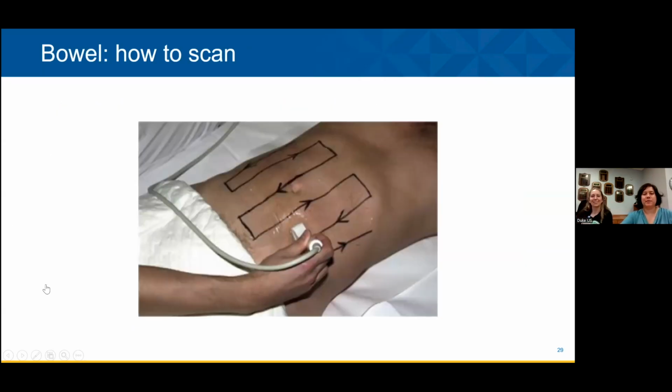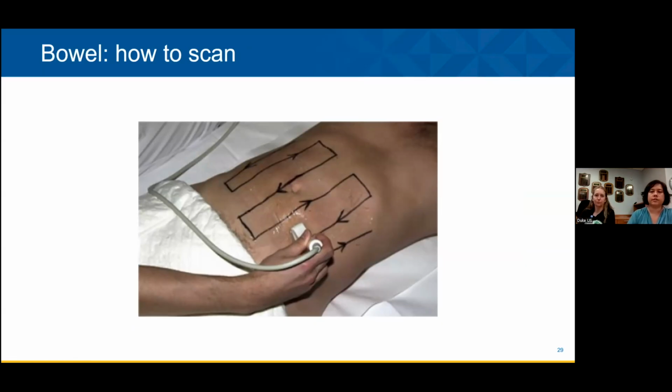And just one other comment about FAST pitfalls. If you see something that looks unusual and you're not quite sure what it is, looking in another plane, so turning your probe 90 degrees and getting an axial view through the abdomen, can sometimes be helpful, especially with that stomach view, because that would show you the stomach next to the spleen so that you could tell they were two different structures.